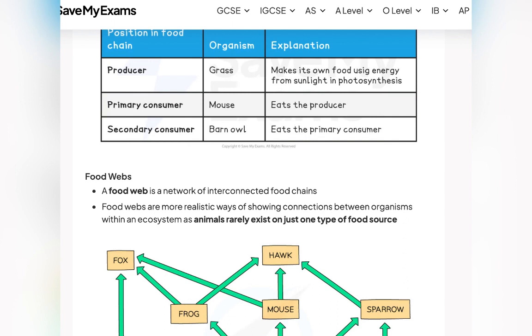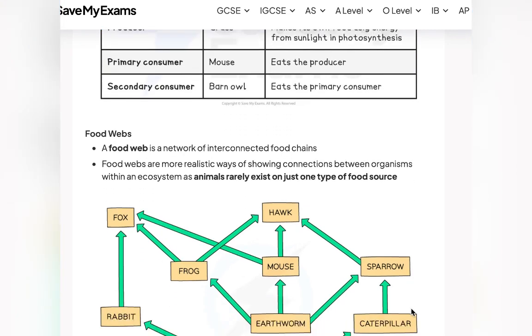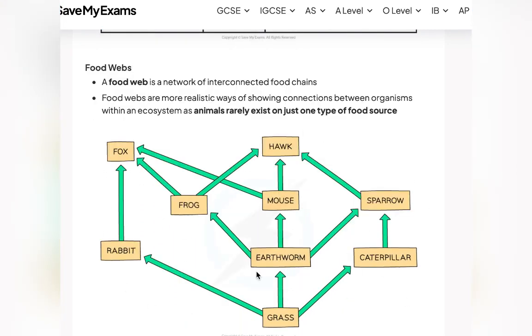You can simply say it's the number of food chains formed by an interlinking pattern, forming a web-like arrangement like the one we're showing below. Okay, we say it's the number of food chains which form an interlocking pattern, forming a web in an arrangement as shown in this diagram. So we can say a food web is a network of interconnected food chains.